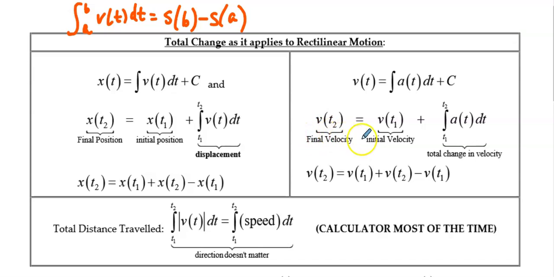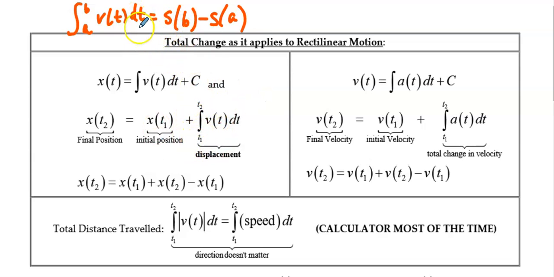Then again, we can do the same thing when we integrate acceleration. We're going to get v of t2 minus v of t1. If I move it over, I get that my final velocity is equal to my initial velocity plus my total change. So that's really awesome that we can look at it like that. Let's really quickly talk about displacement for a second.